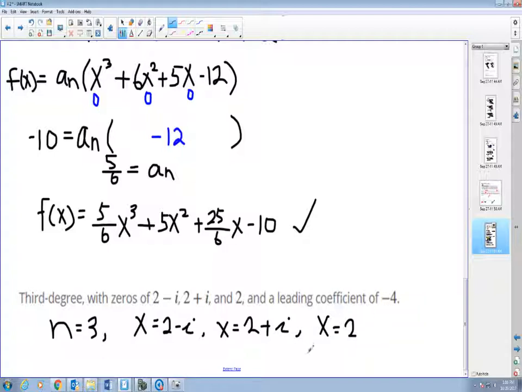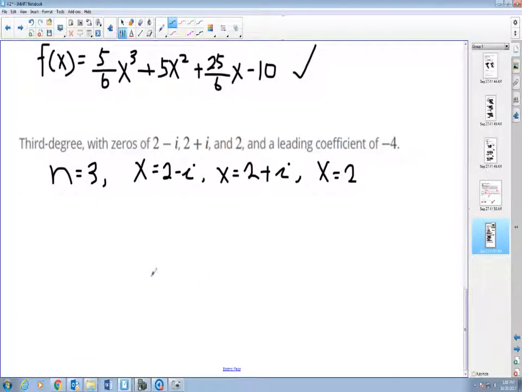Alright, we'll deal with this leading coefficient negative 4 just in a minute. So what's going on here is sometimes my zeros can be rational numbers, sometimes my zeros can be non-real numbers as well. So we can write them as a linear factor.